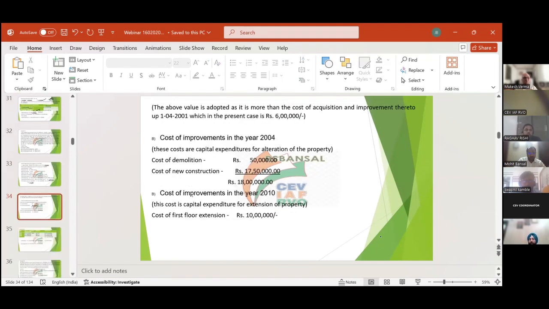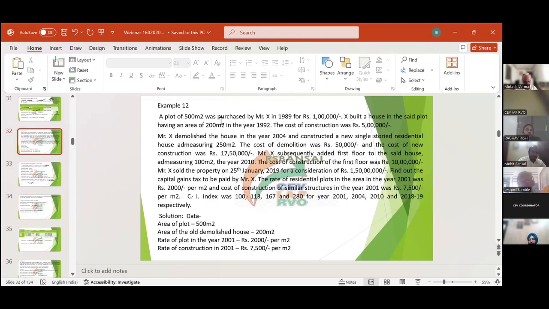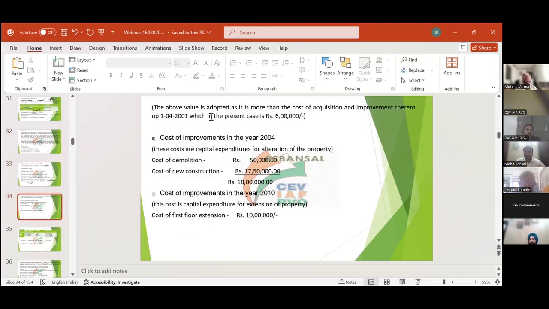So see now here how the indexation is applied. So the above value is adopted as the cost of acquisition and improvement, which in the present case is 6 lakh, which is given to you. So we will take higher of the two. So cost of improvement, again in 2001 it was constructed. Cost of demolition was 50,000 and the cost of new construction was 17 lakh 50,000. So cost of improvement in 2004 is 18 lakh.